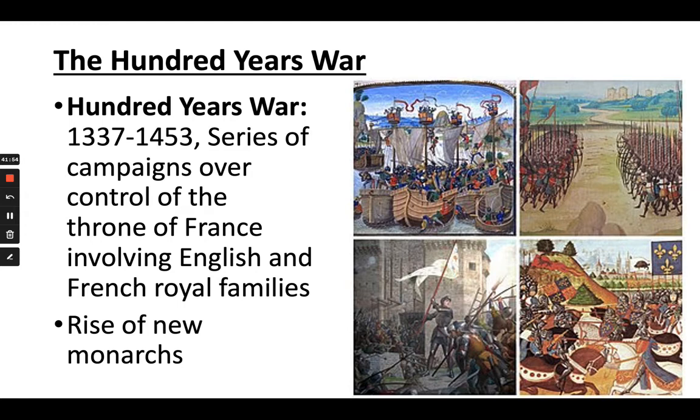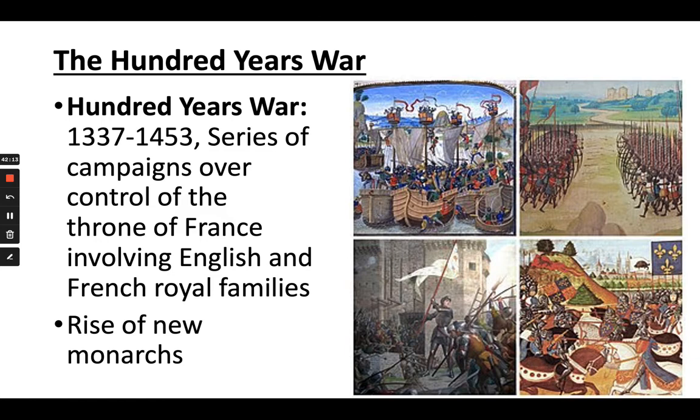This is a big change from the warfare of the early Middle Ages when you had knights on horses in armor. You have Joan of Arc. During this time period, she rallies the French troops, defeats the English in a battle, and then is captured by the English and burned as a witch.